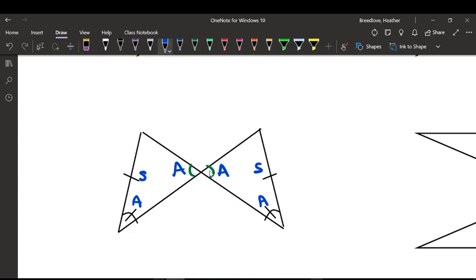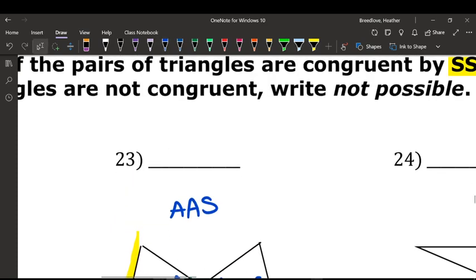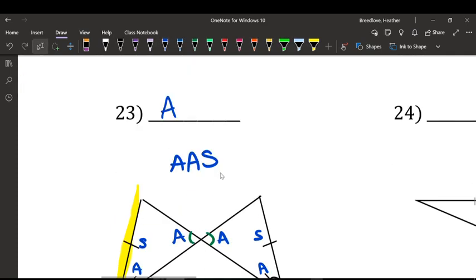AAS, yes. Because if you look at just one of the triangles, there's only one side, so that's a good place to start. Here's the side. The side is only touching one of the angles. It's not touching the other angle. So you want to write your letters to where it's only touching one of the A's, not both of the A's. So the other A has to go on the other side of the first A. So angle, angle, side.